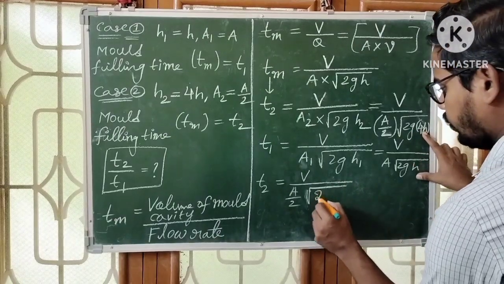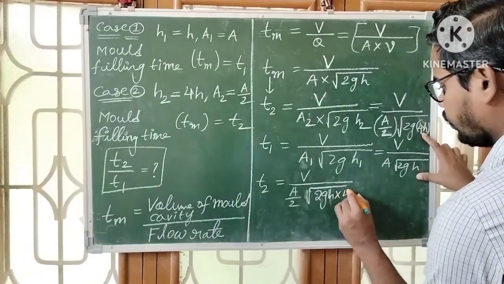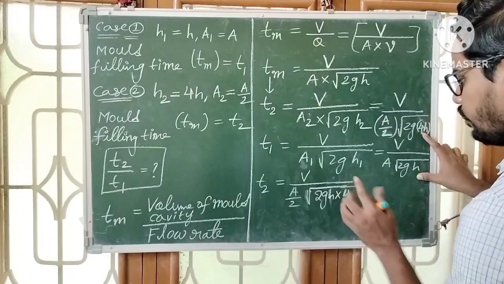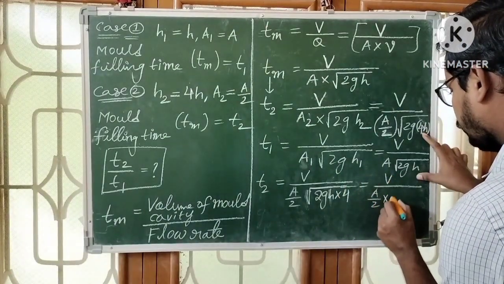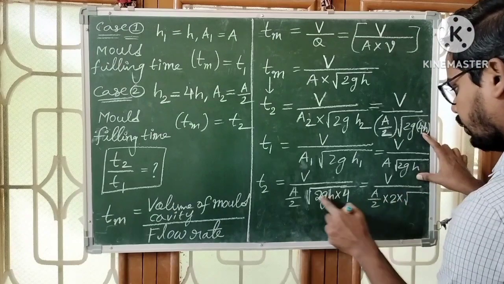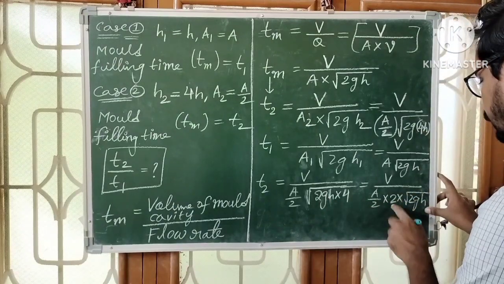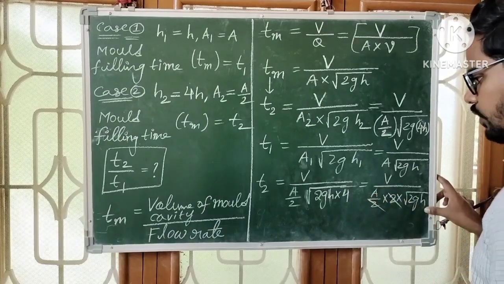2gh into 4. We know the value of root over 4 is 2. So V by A by 2 into 2 into root over 2gh. So the 2 gets cancelled, and you will get V by A root over 2gh.